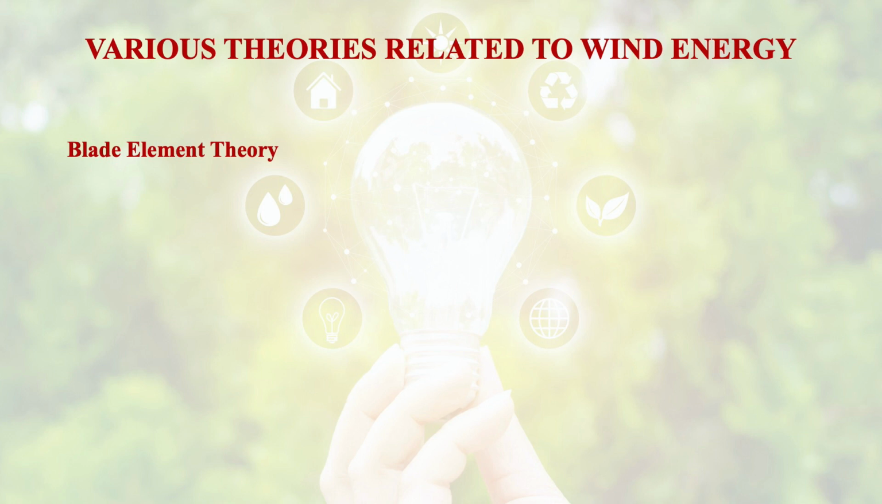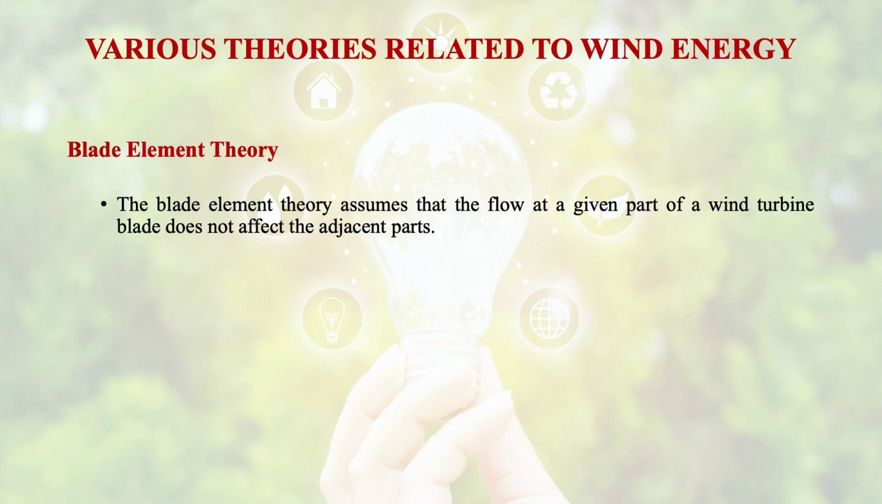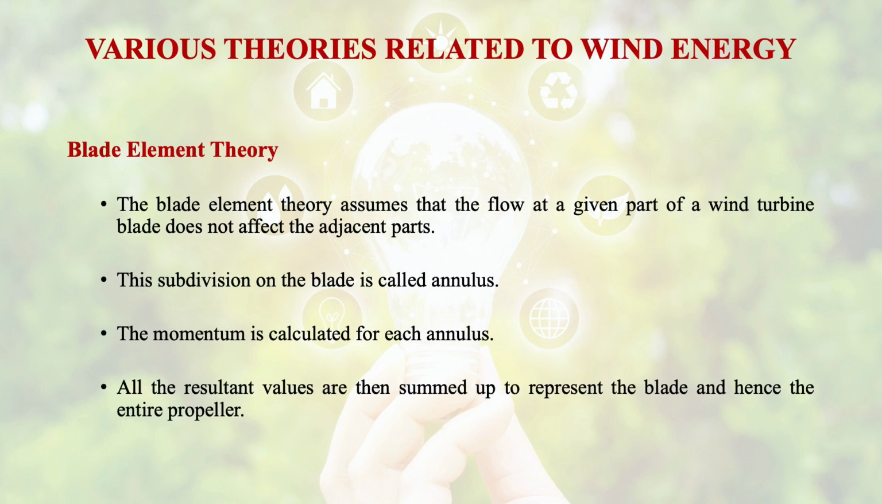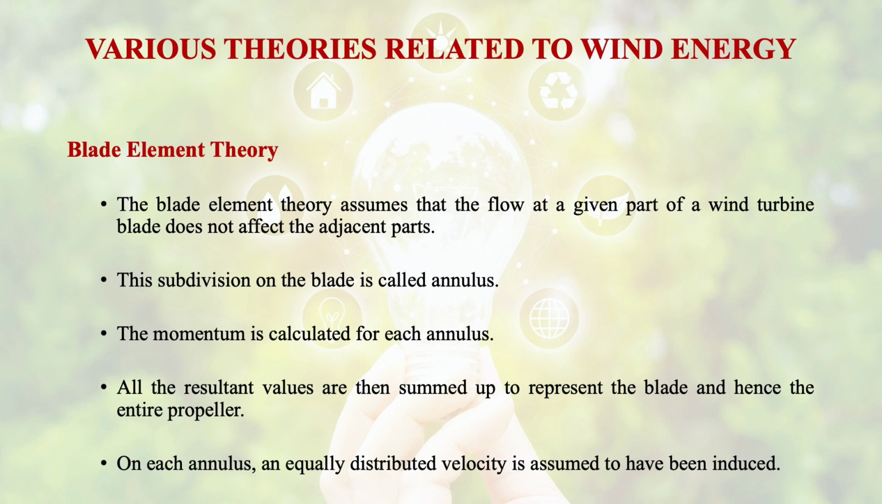So the first is blade element theory. The blade element theory assumes that the flow at a given part of a wind turbine blade does not affect the adjacent parts. This subdivision on the blade is called an annulus, and the momentum is calculated for each annulus. All the resultant values are then summed up to represent the blade and hence the entire propeller. On each annulus, an equally distributed velocity is assumed to have been induced.